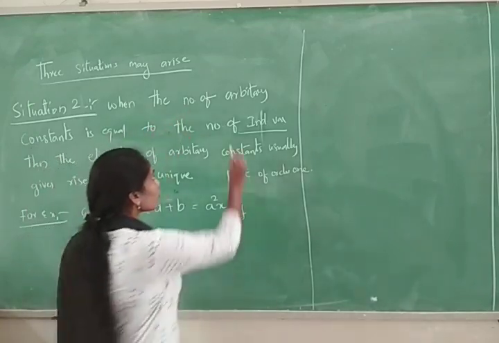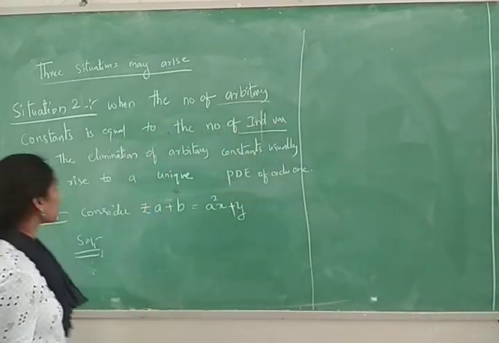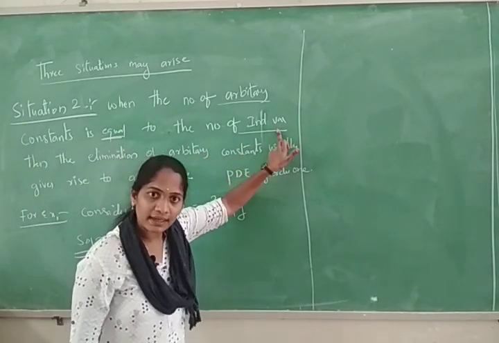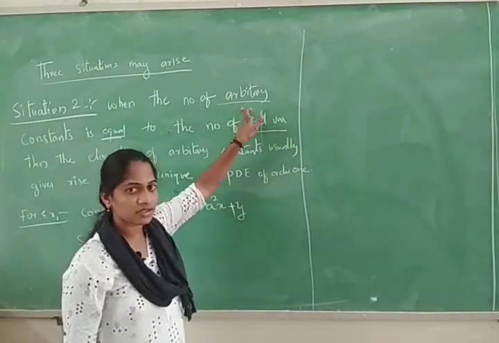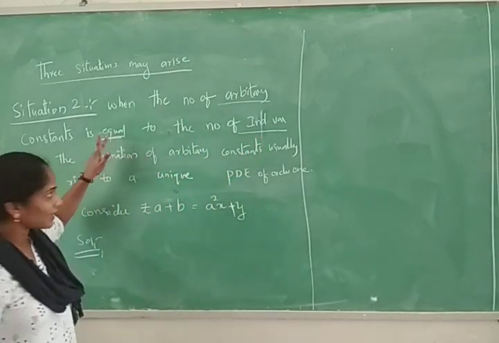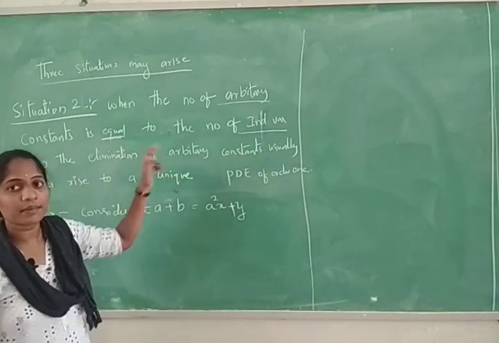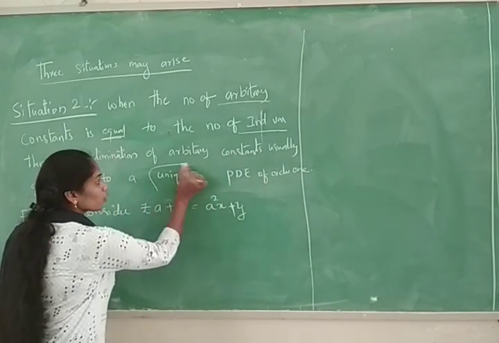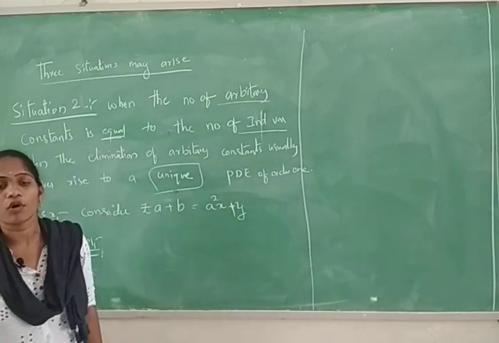When the number of arbitrary constants is equal to the number of independent variables, arbitrary constants and independent variables are equal, then by eliminating the arbitrary constants, we get a unique PDE of order 1.